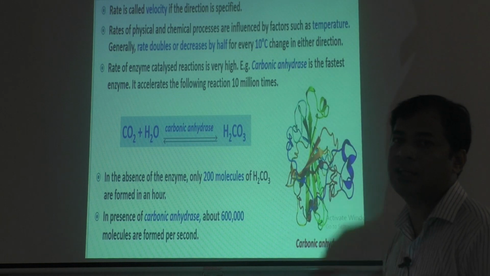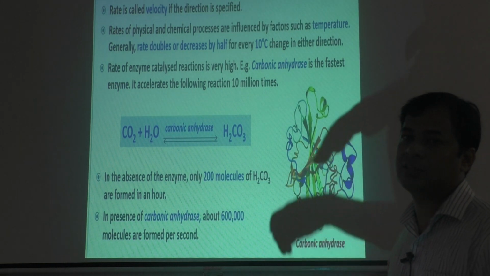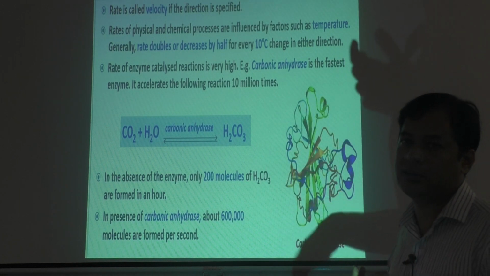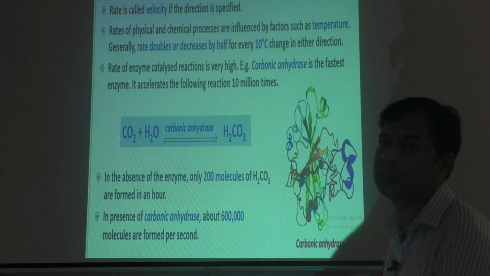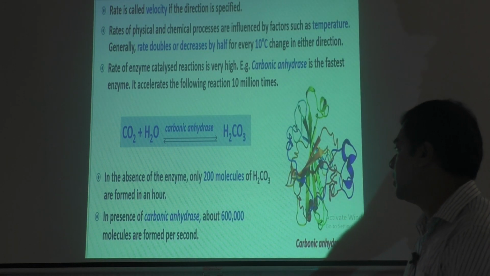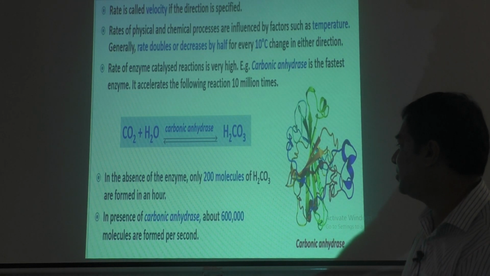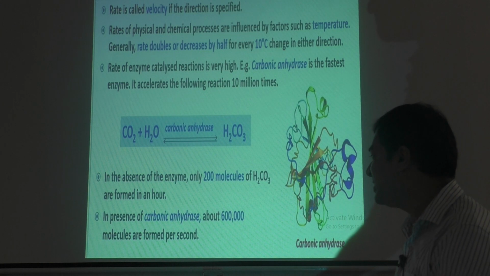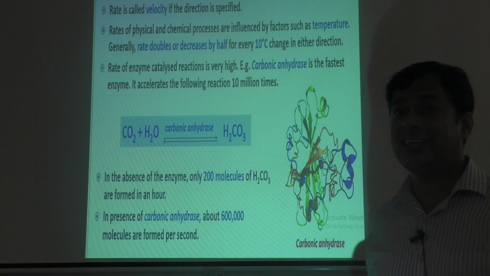Then the person will die, because carbon dioxide concentration will increase in the blood. Then breathing difficulty may occur, and toxicity of the body. Carbon dioxide goes out of the body very slowly. So in the presence of carbonic anhydrase, as you see there, about 6 lakh molecules are produced per second. Can you see the difference?